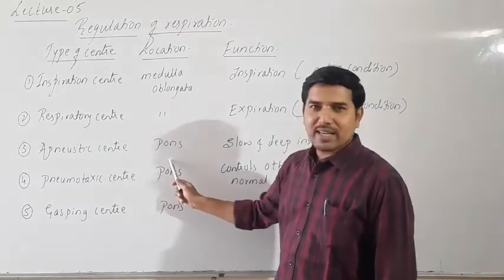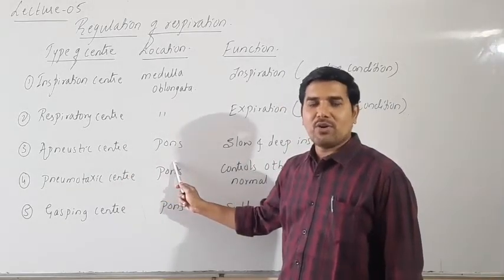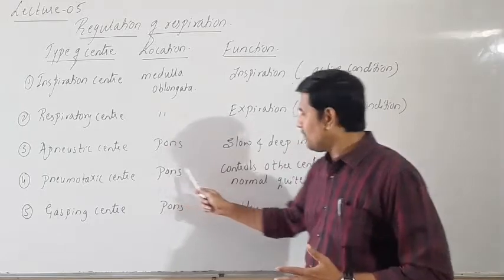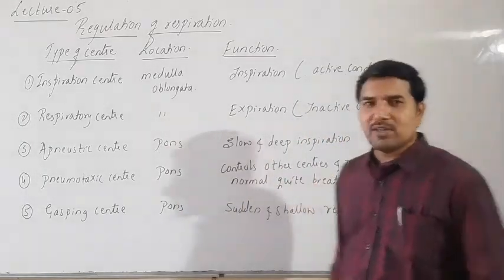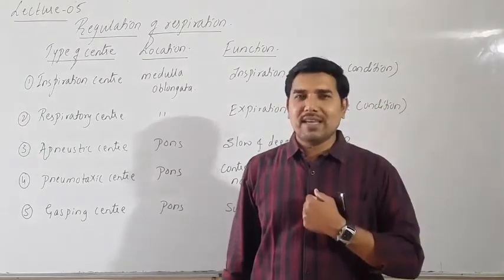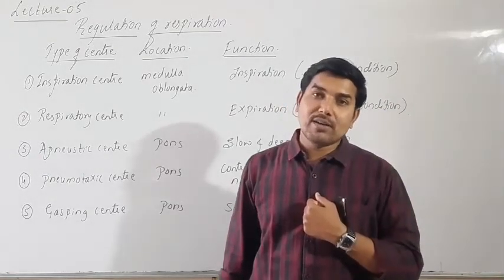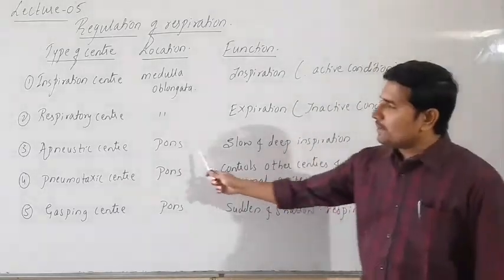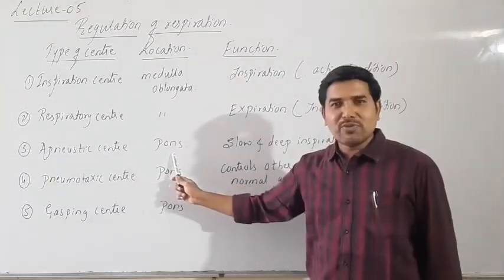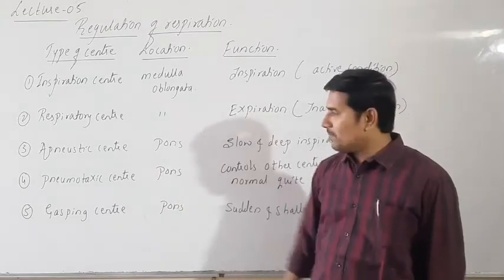Then the apneustic center is located in the pons varolii, or we also call it just the pons region. Its major function is slow and deep inspiration. Slow, and we take the breath very deeply. So slow and deep inspiration is by the apneustic center, which is located in the pons varolii.